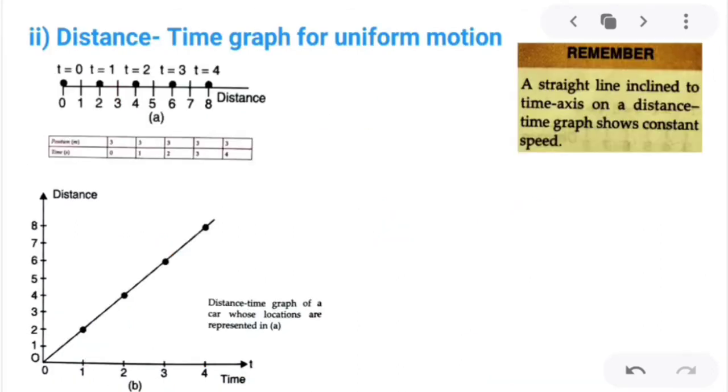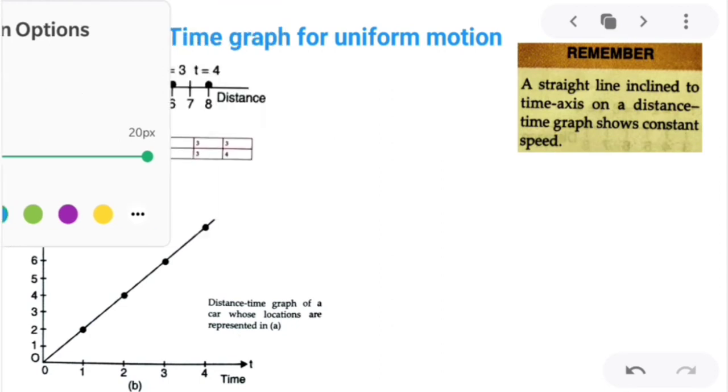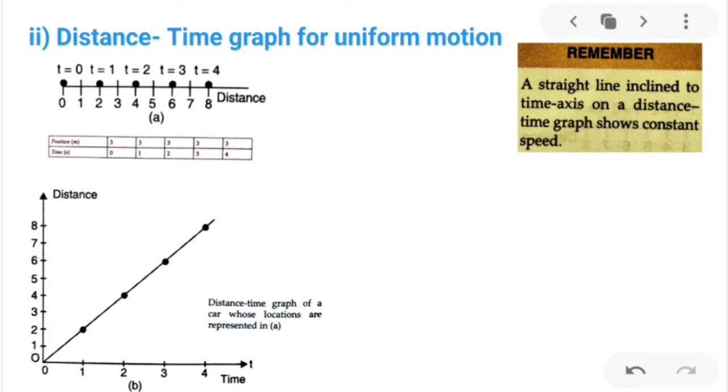Now see the distance-time graph for uniform motion. Very important here: how can we represent motion which is uniform in the form of a graph? Time is taken on the x-axis and distance is placed on the y-axis. Let us see how the graph looks. Try to understand this figure here.